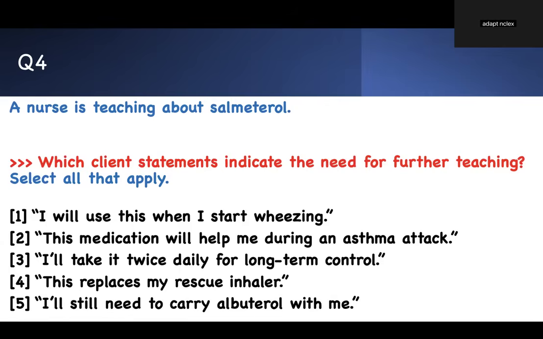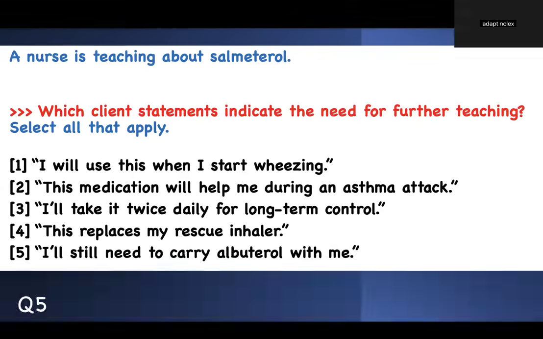This replaces my rescue inhaler. No, it's saying the same thing as 1 and 2. It doesn't replace your rescue inhaler. It's used for long-term management. I will still need to carry Albuterol with me. That means I will still need a rescue agent, and that is true. Therefore, which ones need intervention? 1, 2, and 4. Thank you for watching, and you can see how I'm approaching it. I want you to master this respiratory pharmacology.